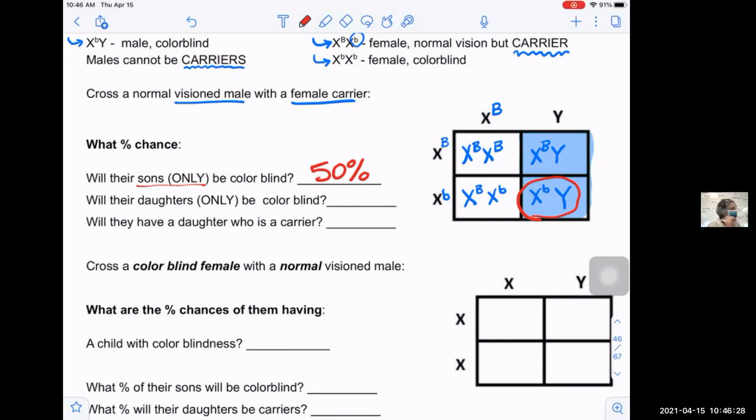If we look at just their daughters, 0%. Neither of the two daughters are going to be little b, but what is their chance of a daughter being a carrier? 50%. So if they have a daughter, she has a 50% chance of being a carrier.